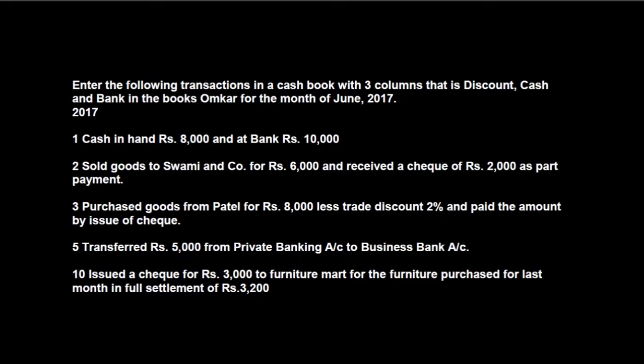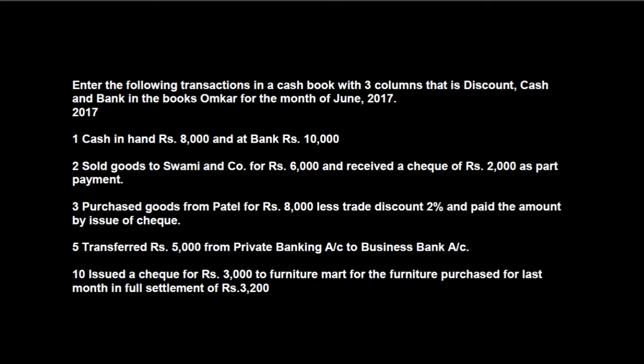On 10th June, issued a check for rupees 3,000 to Furniture Mart for the furniture purchased for the last month in full settlement of rupees 3,200. Here there are two transactions. First is furniture purchased for the last month. So when furniture is purchased, it is purchased on credit. We would have passed the journal entry debit what comes in, credit the giver, that is furniture account debit to Furniture Mart account of rupees 3,200.